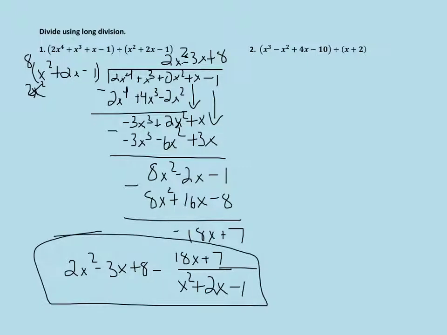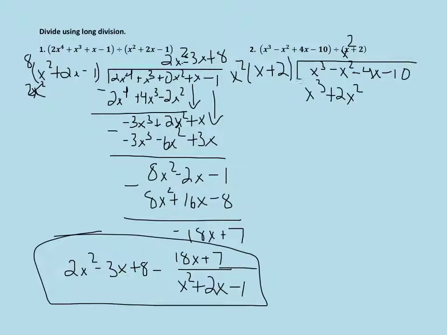So let's try this again. x plus 2, dividing x to the third minus x squared plus 4x minus 10. What do you have to multiply x by to have it equal x to the third? x squared. So you multiply everything by x squared: x to the third plus 2x squared. Subtract. 0. Negative 1 minus 2, negative 3x squared. So get rid of that.